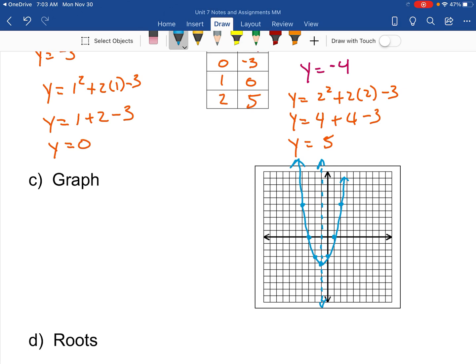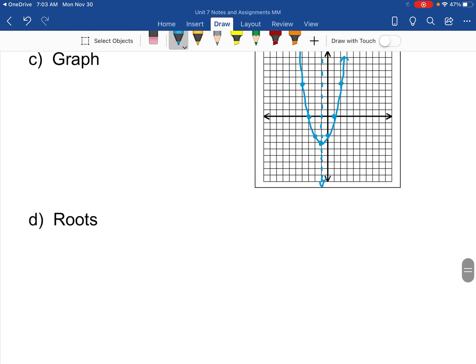And then finally, I want us to identify what the roots are, okay? I have one root at -3, 0, and I have another root at 1, 0. Okay.